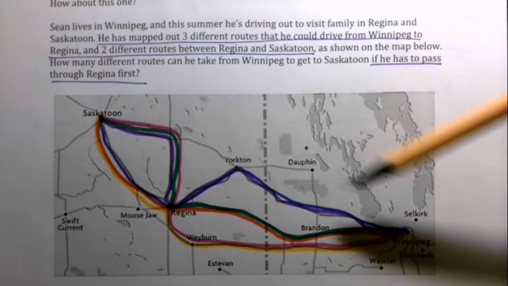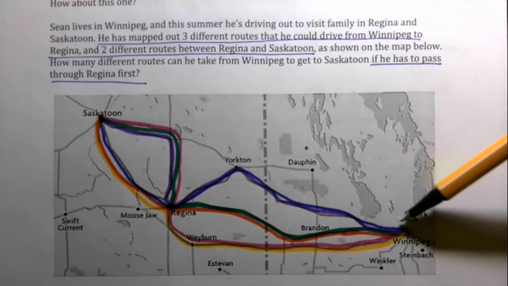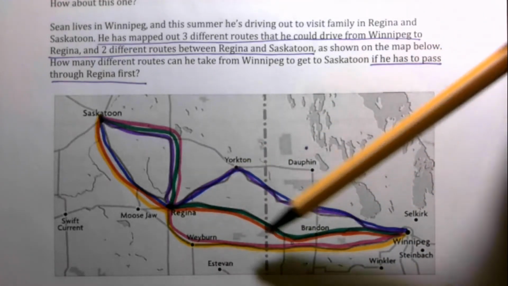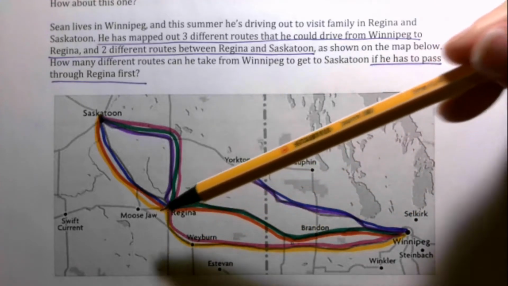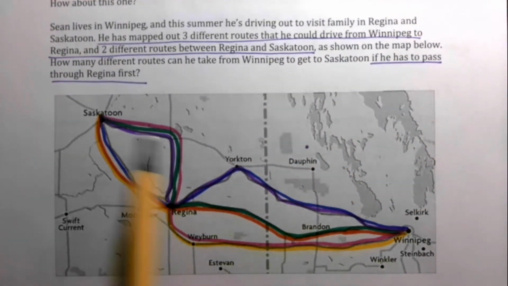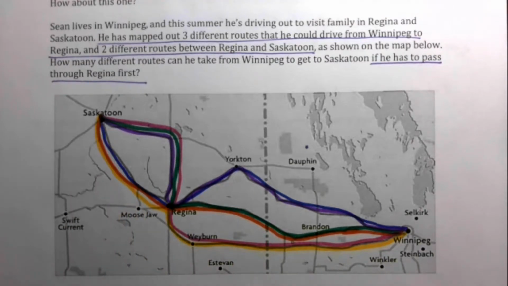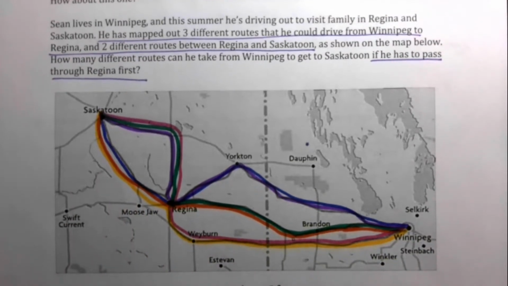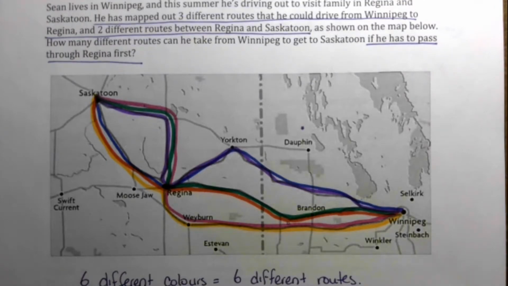There are 3 possible routes he can take from Winnipeg: this top route, the one along the middle, and the one along the bottom. And there are 2 possible routes to Saskatoon he can take. How many different routes can he take from Winnipeg to Saskatoon if he has to pass through Regina first?